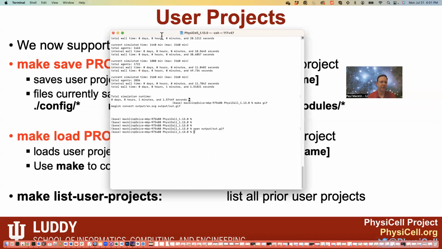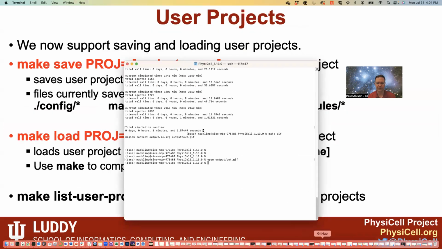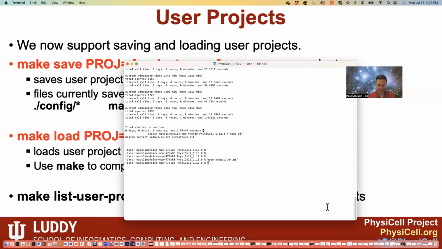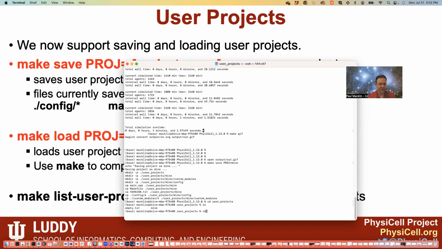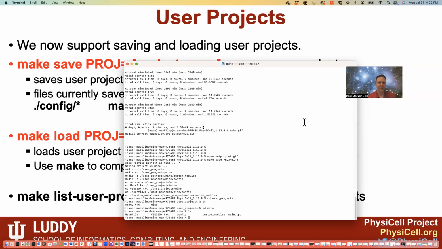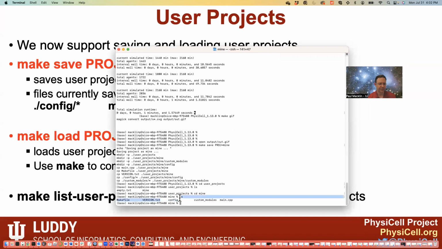Let's suppose now that we had made some changes to this project and we want to save it as our own project. So I can type make save proj equals, and let's just call it mine. It's going to save that project as mine. If I go into user projects now, you may see that there's a new directory there called mine. If you look here, you're going to have a few things saved: your make file, your main.cpp, everything in config, and everything in custom modules, the things that we expect to be specifically ours.